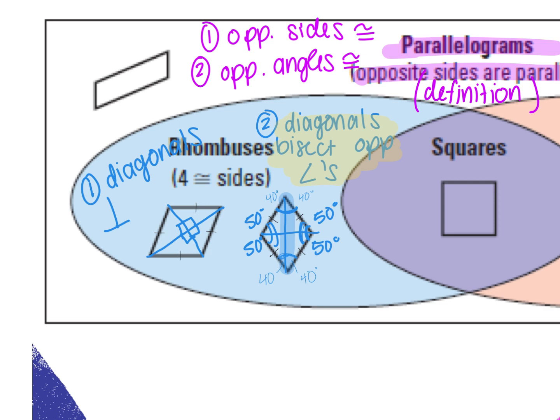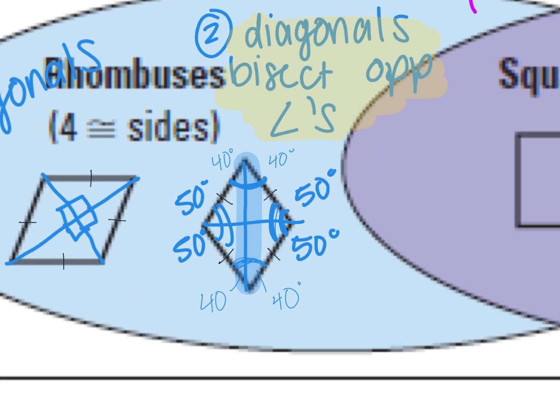Okay, so we can see when we're looking at this that these two are the same and these two are also the same. Same thing with these two bottom ones. So I showed you diagonals are perpendicular and your diagonals bisect opposite angles. You have to remember that. Okay, that's for my rhombus.